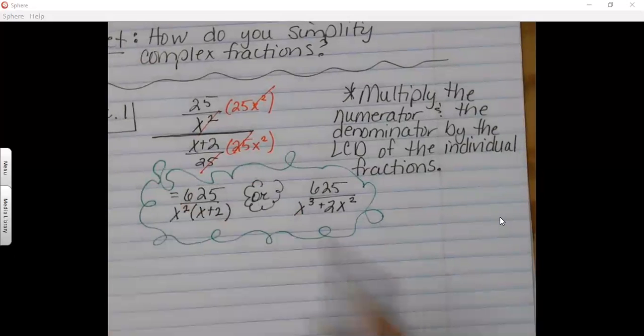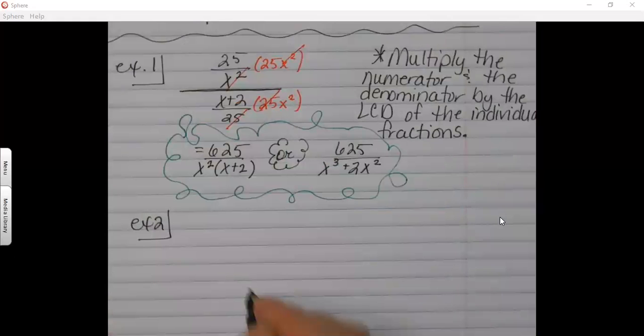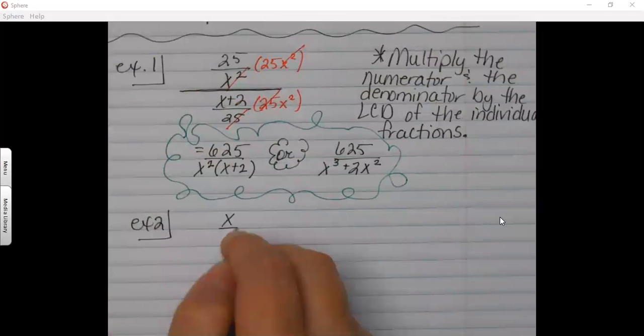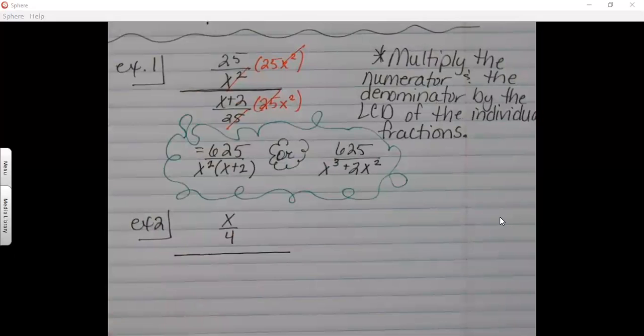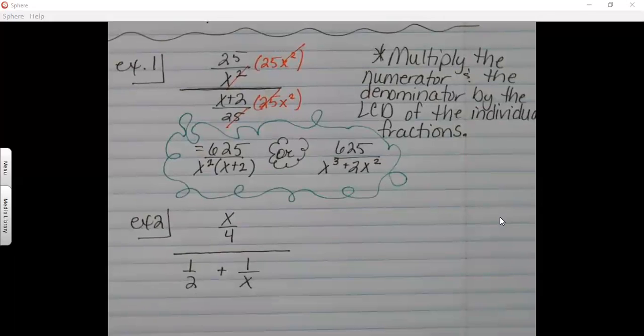All right, let's try another one. Example 2. We have x divided by 4. So that's the numerator of the big fraction. And in the denominator, we have 2 more fractions. We have 1/2 plus 1 divided by x. So now I have 3 fractions within the one big fraction. So I have 3 denominators: 2, 4, and x. What do you think the least common denominator would be?